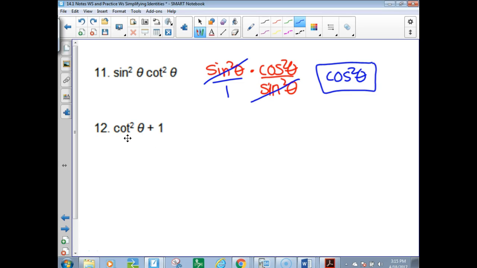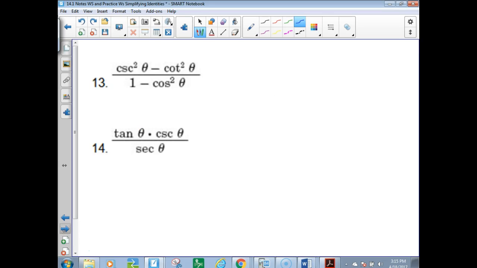Okay, I don't know. What about this one? Do we have an identity that says anything about the cotangent squared or something else? Isn't that an identity? It equals what? Yeah, that is one of our Pythagorean identities. Okay, someone make some suggestions.